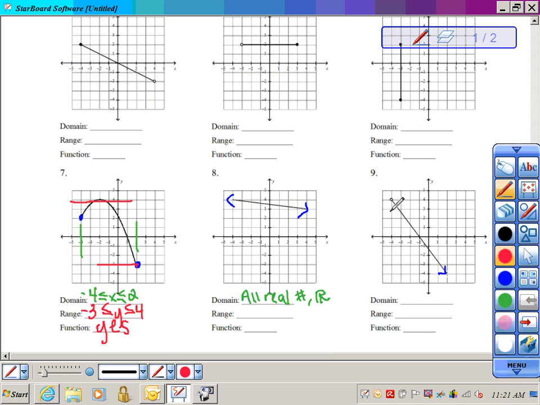Range. How high and how low? Well, it's going to keep going further down and further down and further down, so I can't stop it there, and it's going to keep increasing over here. So it's also going to go both ways, so all real numbers. You can draw one or the other. You don't have to draw both of these. And is it a function? If I draw a vertical line, there's only one crossing point, so yes.